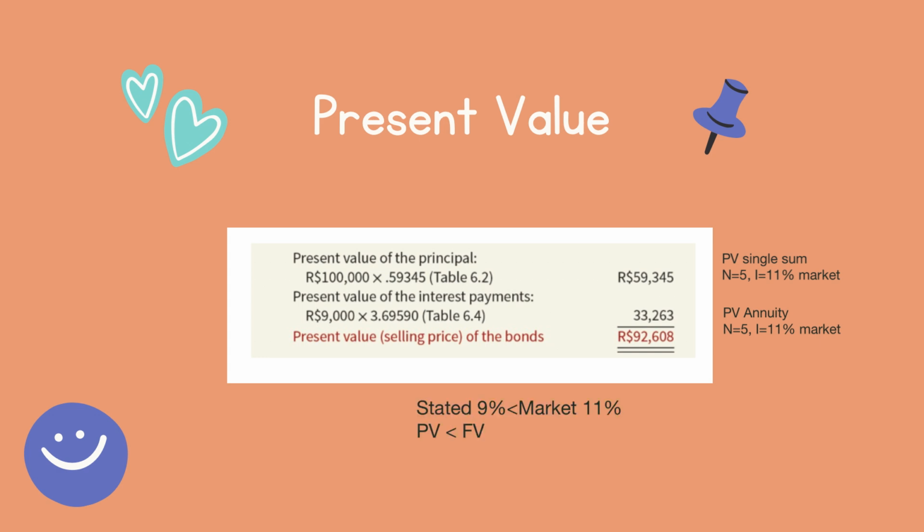So when the stated rate is equal to the market rate, it's issued at par, so the present value will equal the face value. When the stated rate is lower than the market rate, the present value will be lower than the face value, and we're gonna say it's issued at discount. When the stated rate is greater than the market rate, the present value will be greater than the face value, and it's going to be issued at premium.